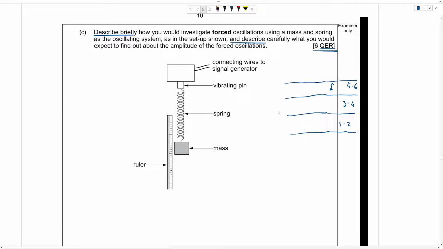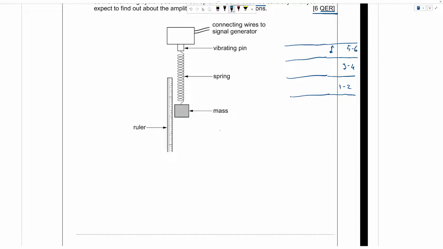So this is about forced oscillations, and the whole idea with forced oscillations is that we take a simple harmonic oscillator and we make it oscillate at a given frequency. So this question is essentially about resonance. So what we've got here is a signal generator, a vibrating pin, a spring, and a mass. The very brief version of what we're going to want to do here is we're going to want to take some note of where it is when it's in equilibrium.